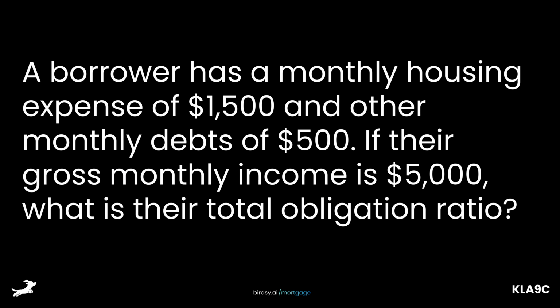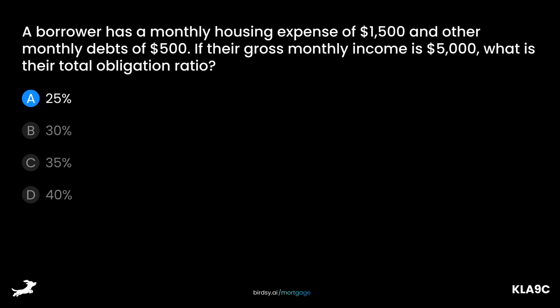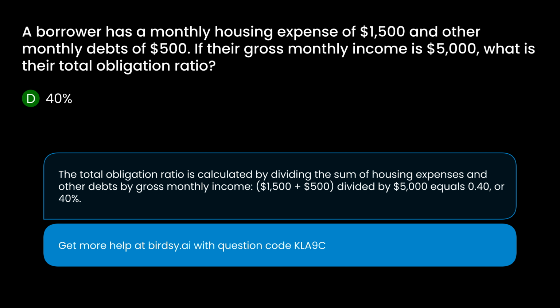A borrower has a monthly housing expense of $1,500 and other monthly debts of $500. If their gross monthly income is $5,000, what is their total obligation ratio? Is it A, 25%, B, 30%, C, 35%, or D, 40%? The answer is D, 40%. The total obligation ratio is calculated by dividing the sum of housing expenses and other debts by gross monthly income. $1,500 plus $500 divided by $5,000 equals 0.40, or 40%.